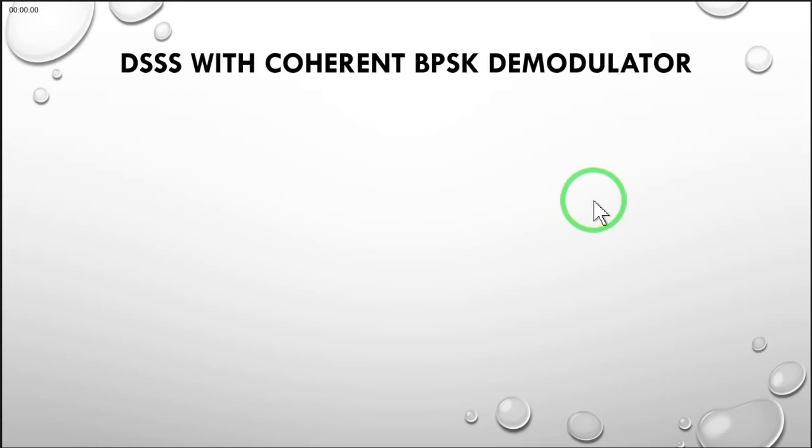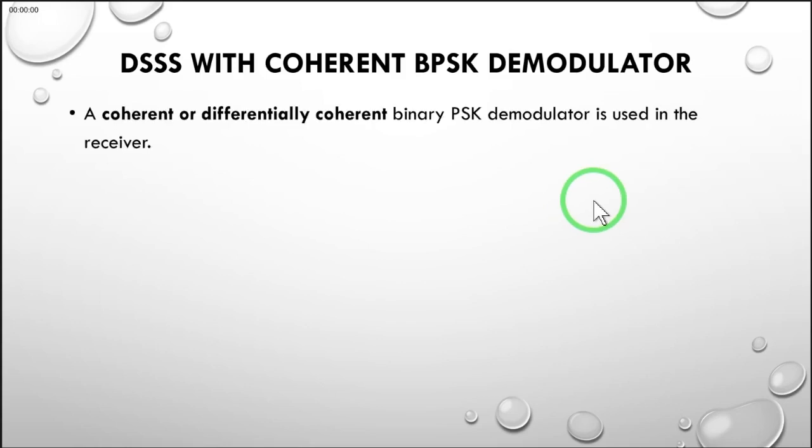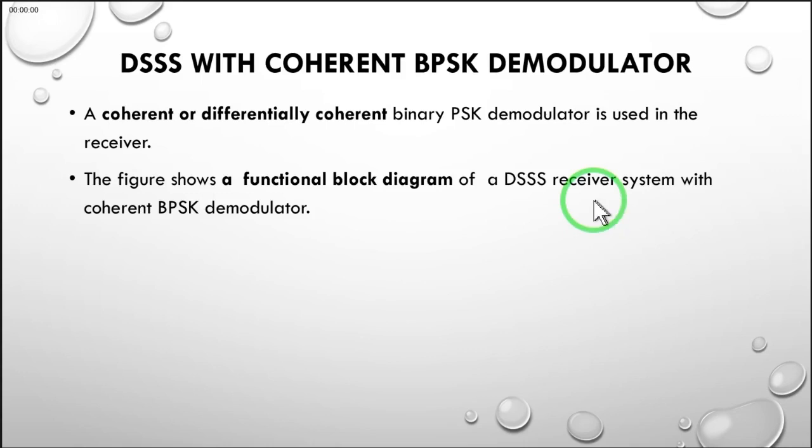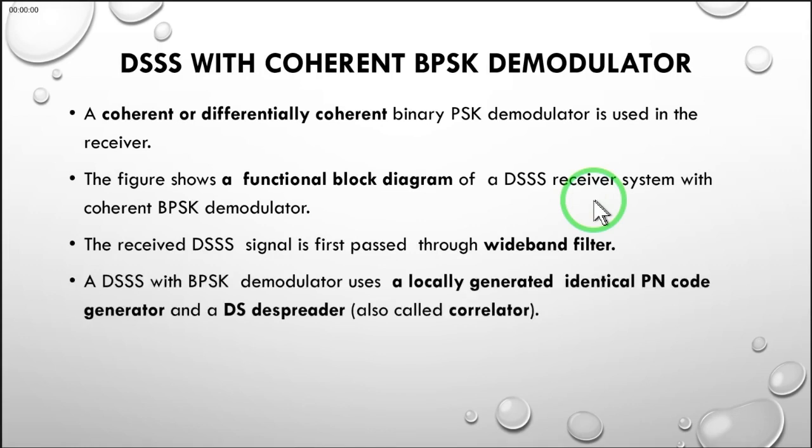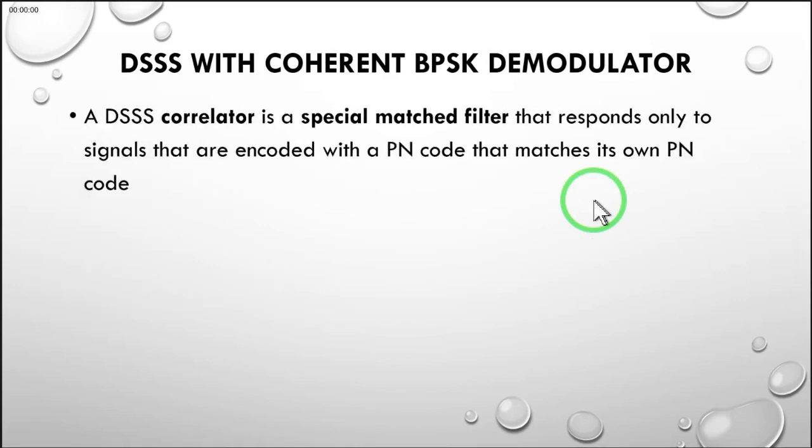In summary, DSSS with coherent BPSK demodulator may be used in the receiver, and the figure we have seen above shows a functional block diagram of that DSSS receiver. As we have seen, the DSSS signal is first passed through a wideband filter, and the DSSS with BPSK demodulator uses a locally generated identical PN code, similar to the one that was used to spread it, in a block called a correlator. And a DSSS correlator is a special matched filter that responds only to signals that are encoded with a PN code that matches its own PN code.